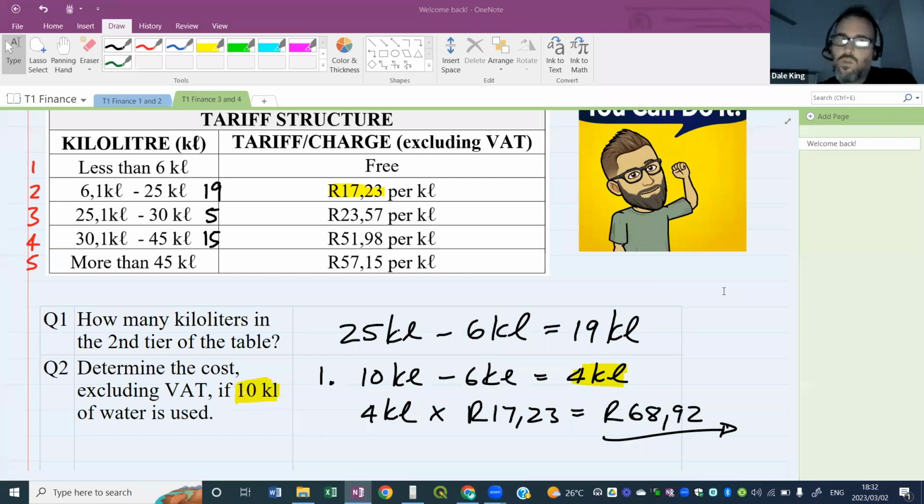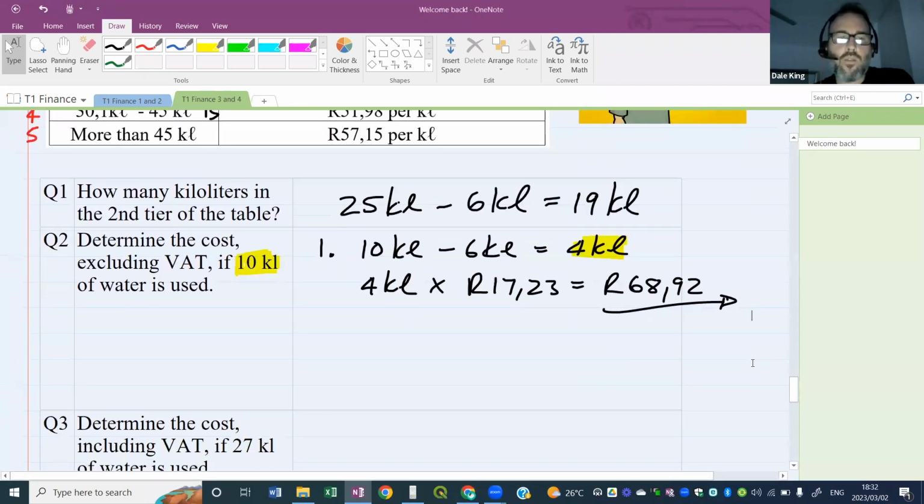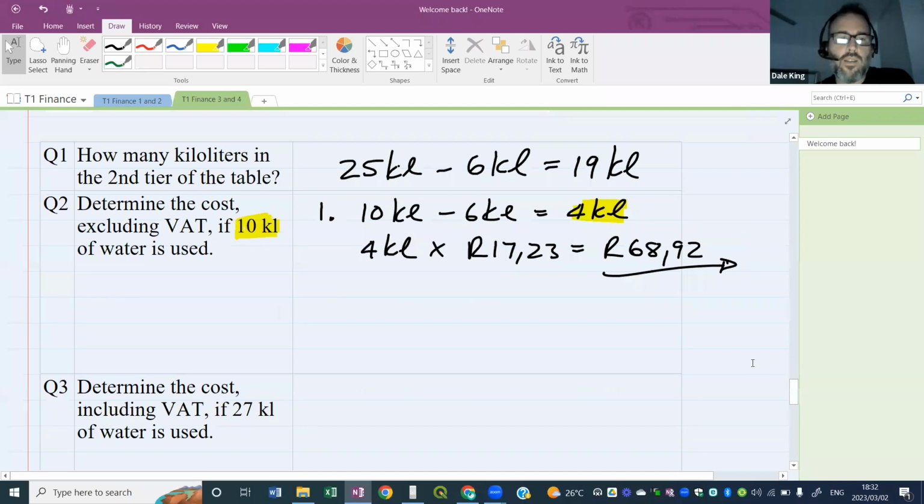But we haven't used all of that water. We haven't used 19 kiloliters. We used a portion in there, only 4 kiloliters in that interval. We haven't gone all the way through that interval. We haven't used all the water in that interval yet. We're only using 4 kiloliters in that interval. All right. I'm going to show you one now where we actually go through that interval into the next one. And I'll show you what that looks like. Okay, but good question. All right, so let's have a look at the next question.